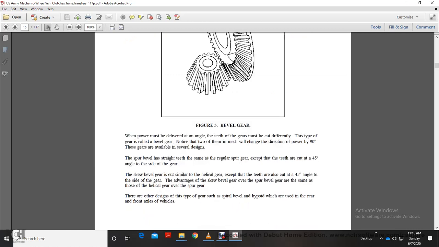This is a bevel gear. When power must be delivered at an angle, the teeth of the gears must be cut differently, and this type of gear is called a bevel gear. Note that two of them will change the direction of the power 90 degrees. Bevel gears are available in several designs.